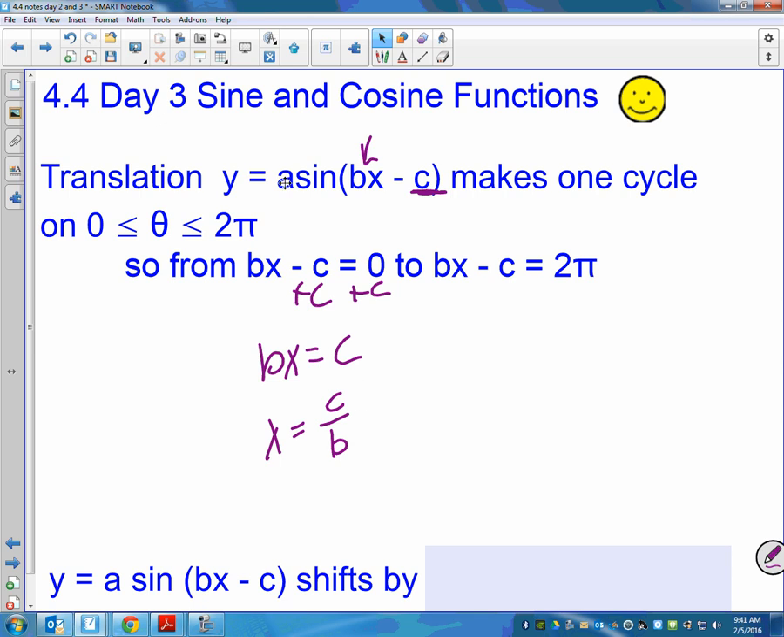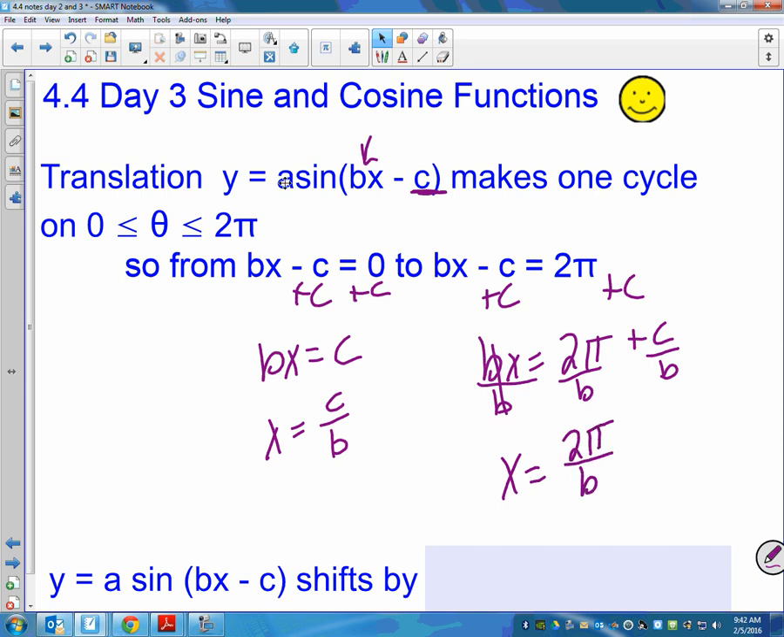So if c is 0, x equals 0. On this one, you do the same thing, except you're adding to 2 pi. I can't add c to 2 pi, right? So that's just going to be 2 pi plus c. And then if I divide by b, I could divide everything by b, but I'm going to break it up. So notice that I get x equals 2 pi over b plus c over b. Does 2 pi over b sound familiar to you? That's how we found the period, right?